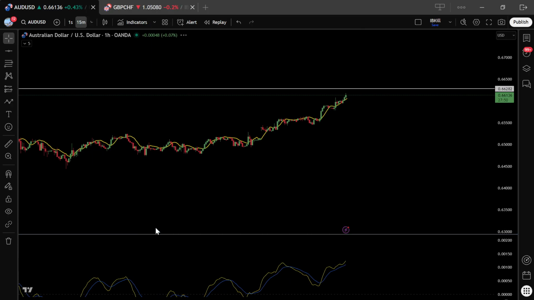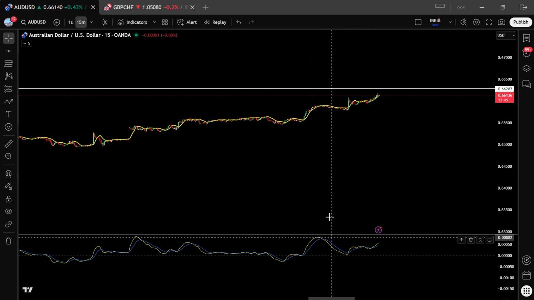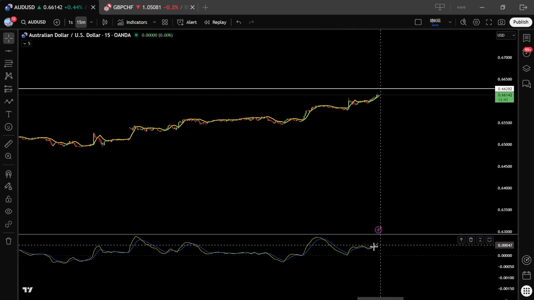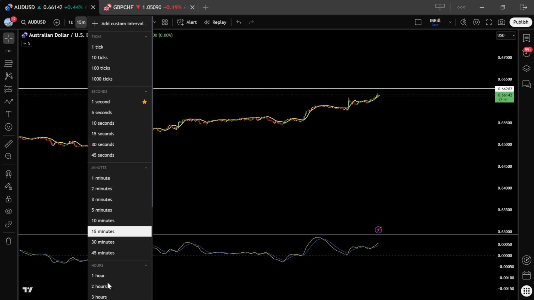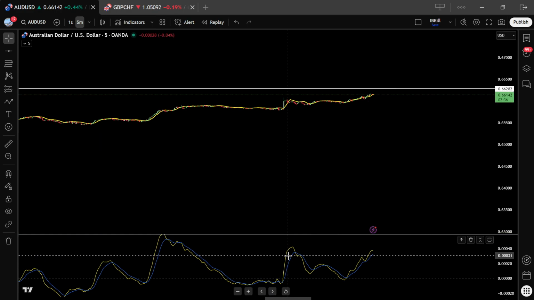Let's have a look at the 15. Any divergence starting to happen. Okay, MACD is moving down. Looking like it's moving back up again. 5 minutes. Okay.